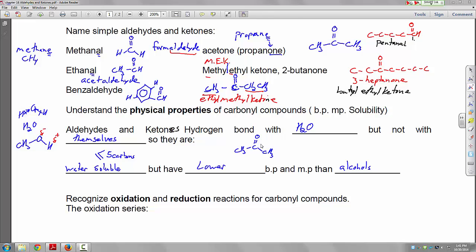But I could put a water molecule in here. Let me stick it up here. Hydrogen's partially positive. This oxygen in the carbonyl is still partially negative, so we can still hydrogen bond to water, and that makes them soluble.